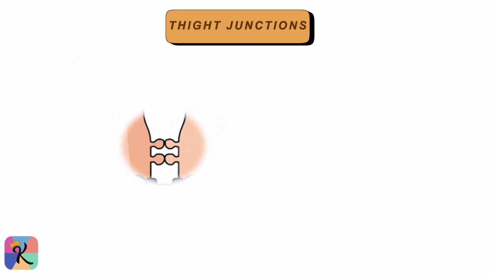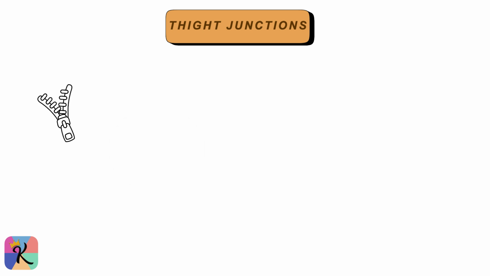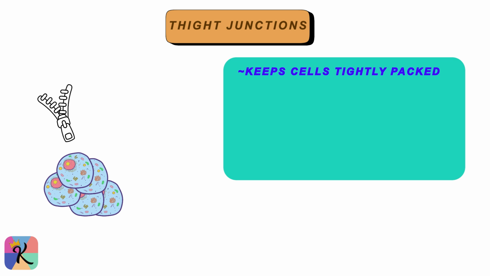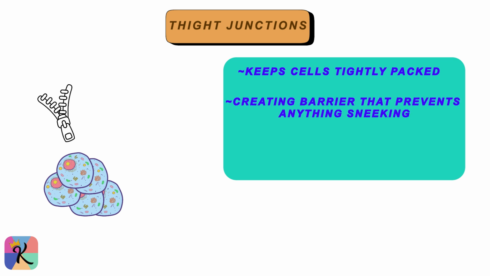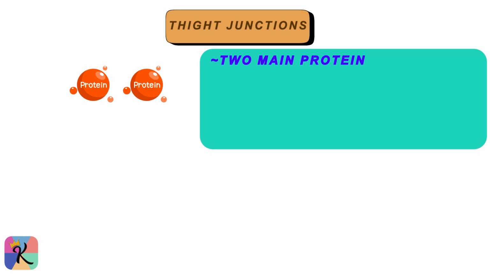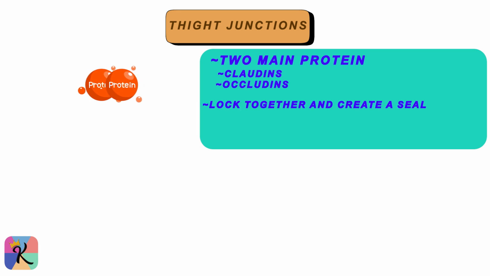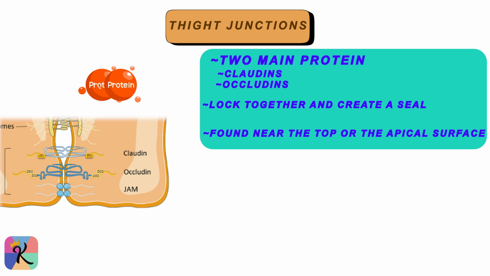Next up, we've got tight junctions, also known as occluding junctions. Think of these as the Ziploc seals that keep cells tightly packed together, creating a barrier that prevents anything from sneaking between them. They're particularly important for tissues that need to maintain separate environments, like your gut or the blood-brain barrier. Tight junctions are formed by two main proteins, claudins and occludins, which lock together and create a seal. You'll typically find these junctions near the top, or the apical surface, of the cells. This helps to control what substances can pass between the cells, keeping unwanted stuff out.